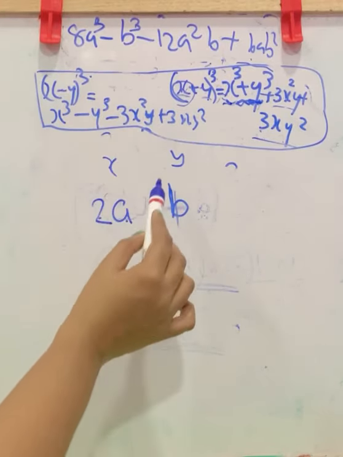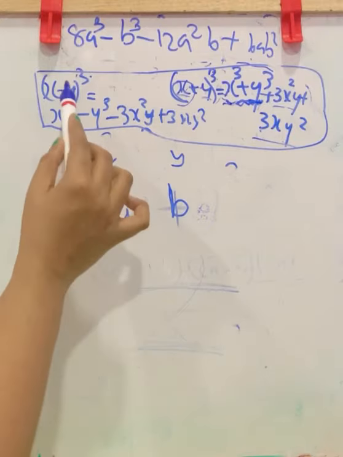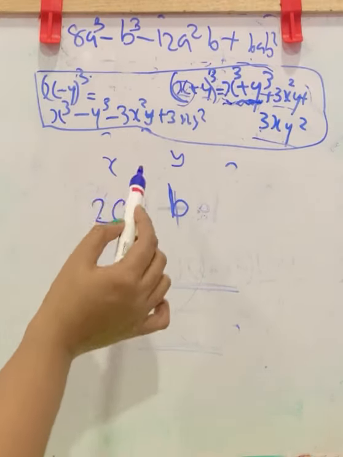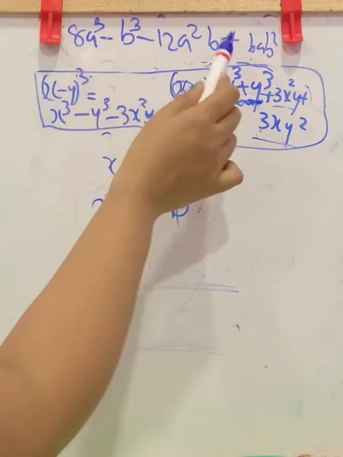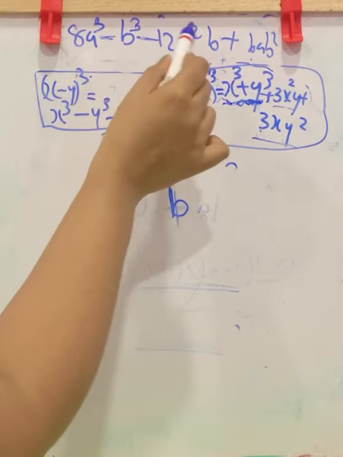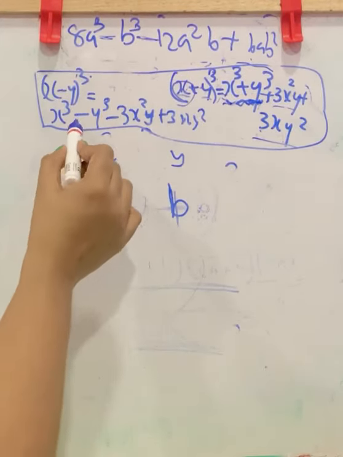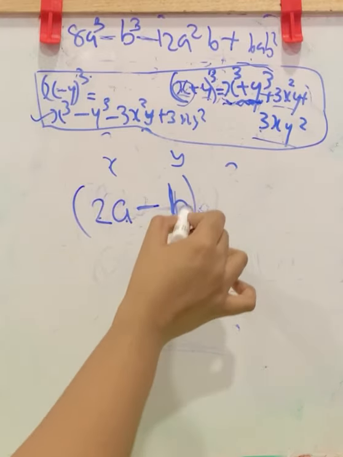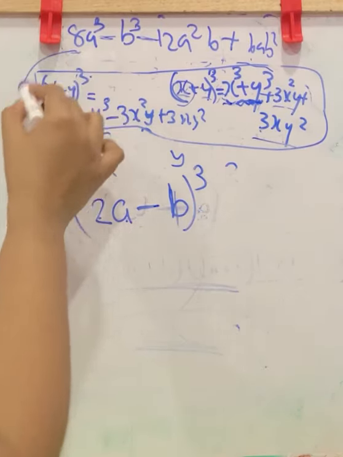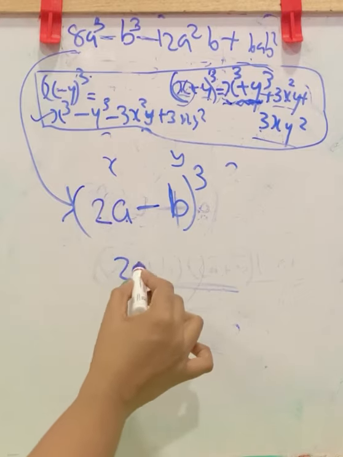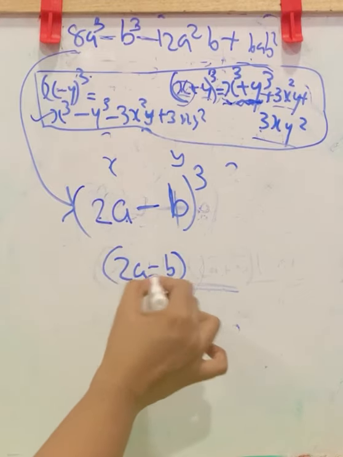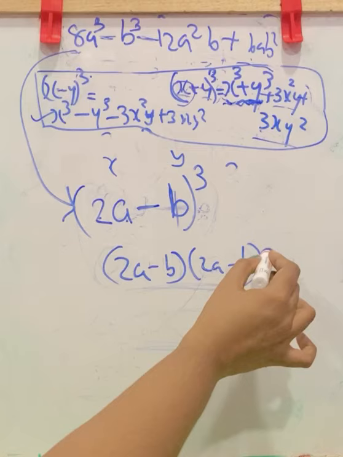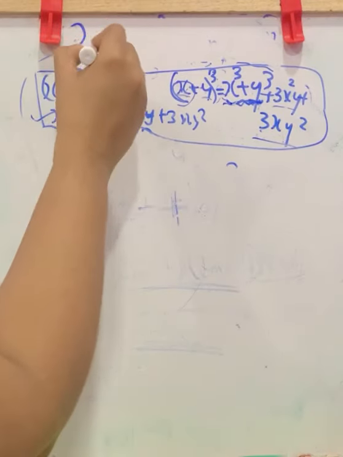Now you want to check which is the sign here. Is it x minus y whole cube or x plus y whole cube? For that you want to check the symbols here. Here it is subtraction, here addition, and this is this form. So this will be 2a minus b whole cube. This can be expanded as 2a minus b into 2a minus b into 2a minus b.